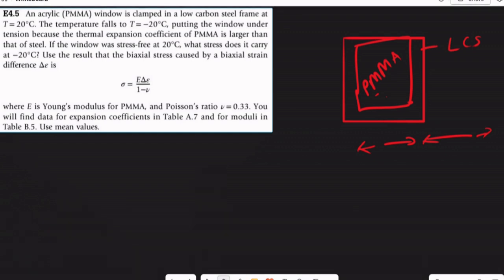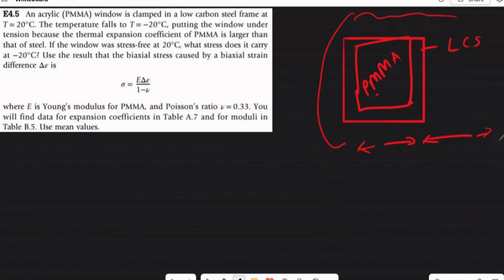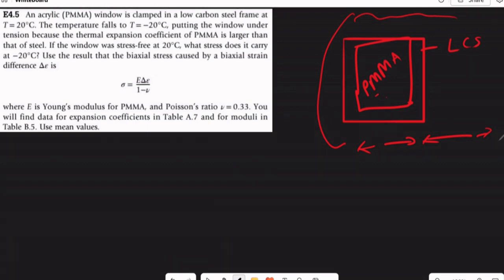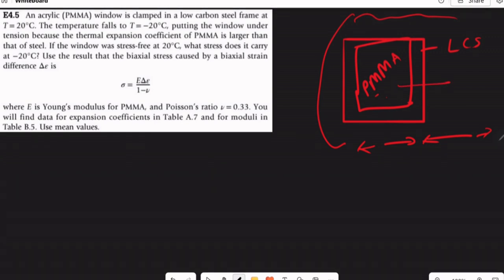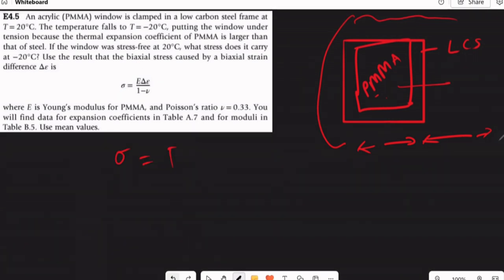Now that we have understood the phenomenon happening here, we can go ahead and read the other question. The question asks us to find what stress it carries at -20 degrees C. So when you change the temperature from room temperature to -20 degrees C, what stress does this material PMMA carry? This relationship is given by the formula already provided.